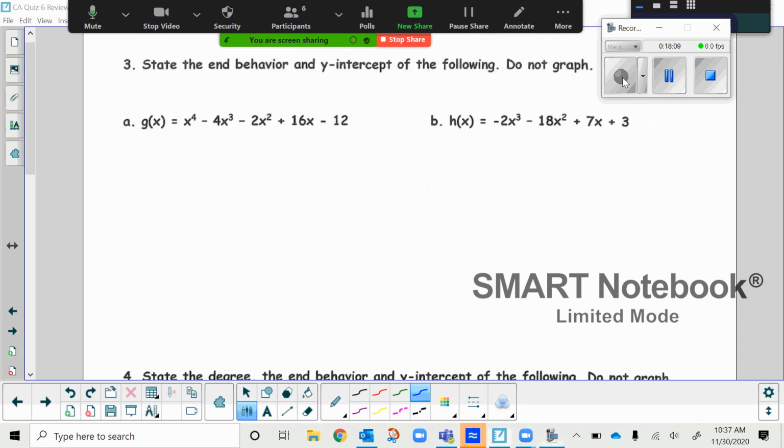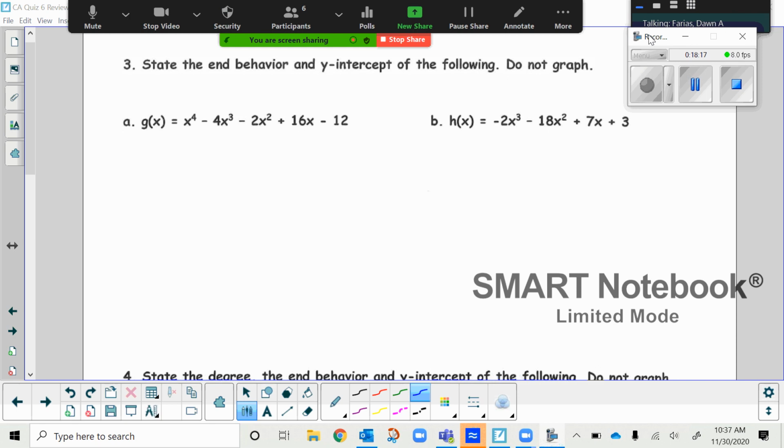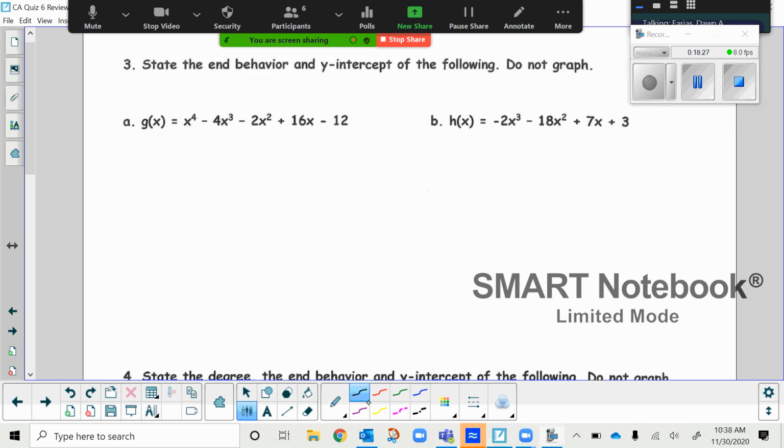So this is the next page. Number 3, state the end behavior and y-intercept of the following, or sorry, do not graph. So this one, we're going to do the end behavior without even having a picture, okay? And so, do you remember when we did that little chart thing with the 4? You did it on your notes, you filled it in. Some of us filled in our notes.